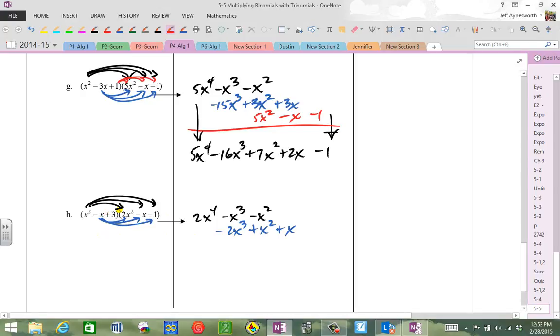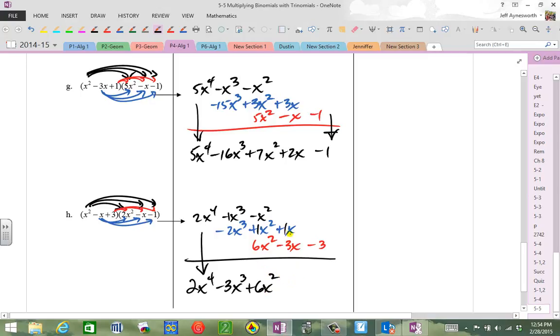Changing colors, distributing through the 3, triples everything, so 6x squared here. Minus 3x, minus 3x, and then minus 3, because 3 times negative 1 is negative 3. Then add vertically, we get 2x to the 4th. Negative 1, negative 2 is a negative 3, so minus 3x cubed. 6 and 1 is 7, minus 1, back to 6, so plus 6x squared. And a 1 minus 3 is a negative 2, so minus 2x, and then a minus 3.